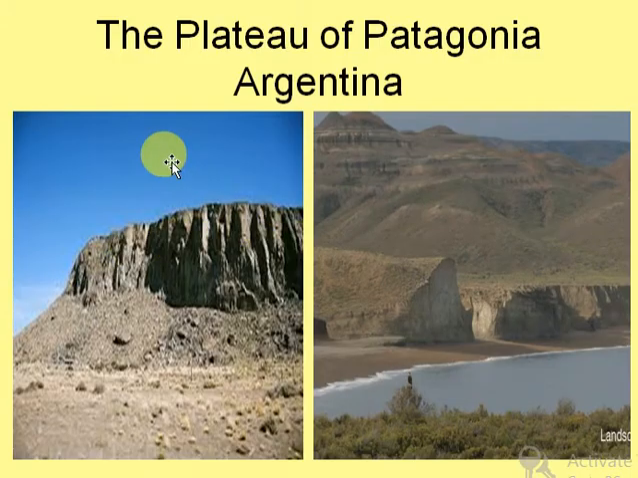Look at the picture. The plateau of Patagonia, Argentina. One side is the mountain, and flat land and sea over here. A perfect example of Piedmont plateaus. Here also, mountains, lowland areas and the sea. So this is a perfect example of Piedmont plateaus, the plateau of Patagonia, Argentina.